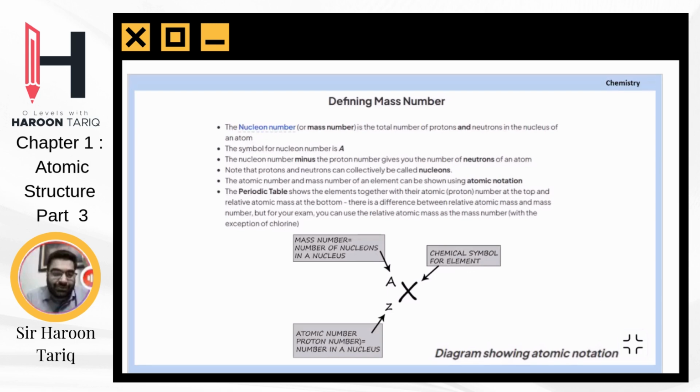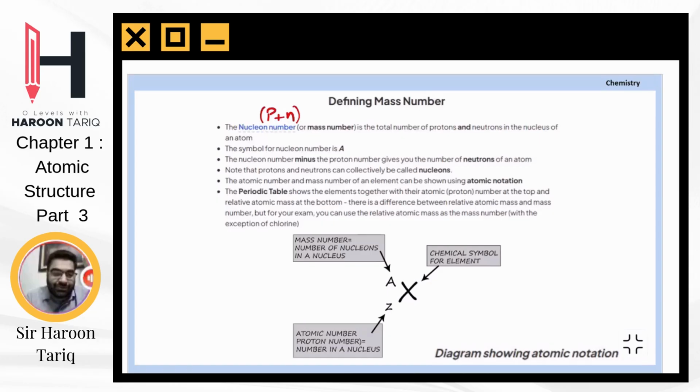Now defining mass number. Mass number is your number of protons plus your number of neutrons. Why do we call it the mass number, guys? The reason being, protons and neutrons have a relative atomic mass of 1, but electrons don't have any mass. Negligible mass, 1 over 1840. Nucleon means everything that is in the nucleus of an atom. In the nucleus, you have protons and neutrons.